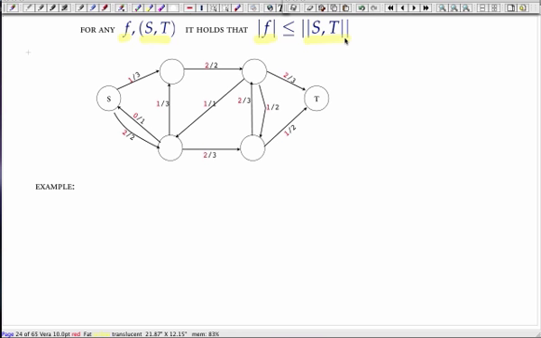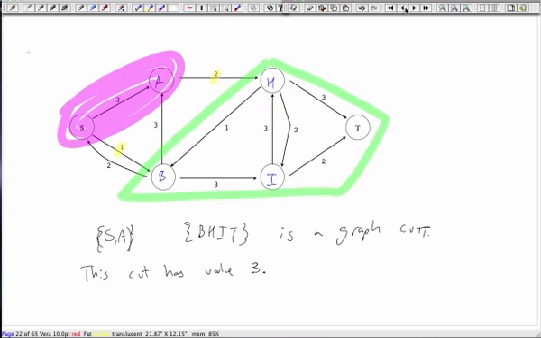And so in particular, when you find a flow and a corresponding cut that have the same value, you know that you cannot increase the flow because it would violate this. So this is why this algorithm works.